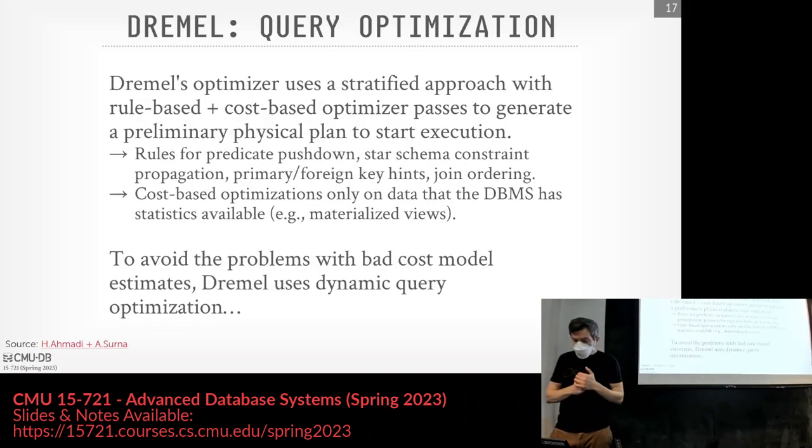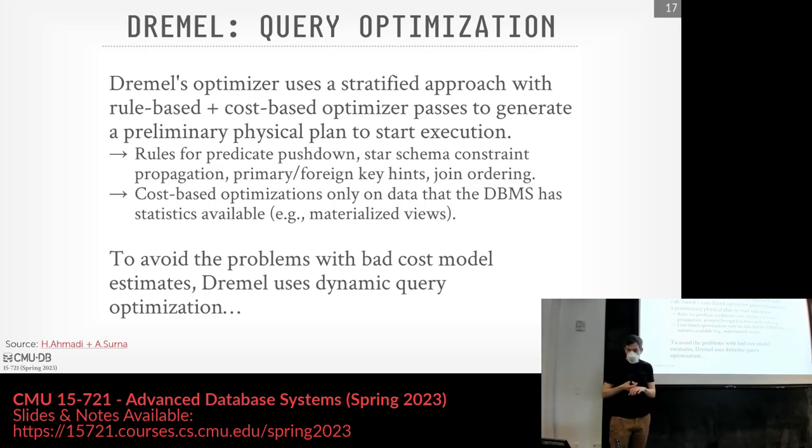So the way BigQuery, or Dremel, is going to work is a stratified approach. We're doing heuristics and a very simple cost-based optimizer to generate a preliminary physical plan for the query. And then at runtime, as they're running the query, they're going to look at each stage and make decisions on whether they should change the query plan as they're going along.